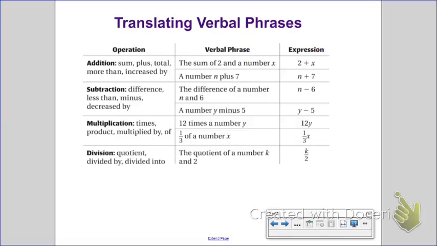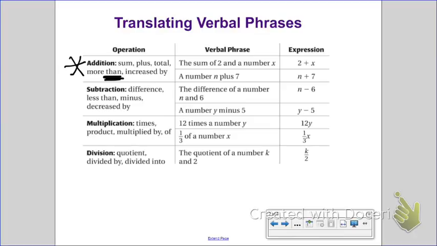So first, here are some reminders of some of the words that can mean the different operations. When we're talking about addition, these are some of the words that we can look at: sum, plus, total, increased by, more than. Remember that "than" is a switch word, so we would switch the order with that. An example, the sum of 2 and a number x. So the expression verbally is given to us, and then algebraically it would be 2 plus x.